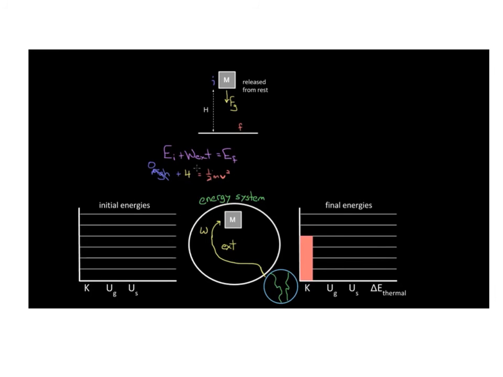The numbers will come out the same, and it's all going to be consistent, but depending on whether you stick that Earth outside of your system or inside of your system will determine whether you say that there was initially gravitational potential energy, or whether you say there was external work done on the mass. So let's look at another example.